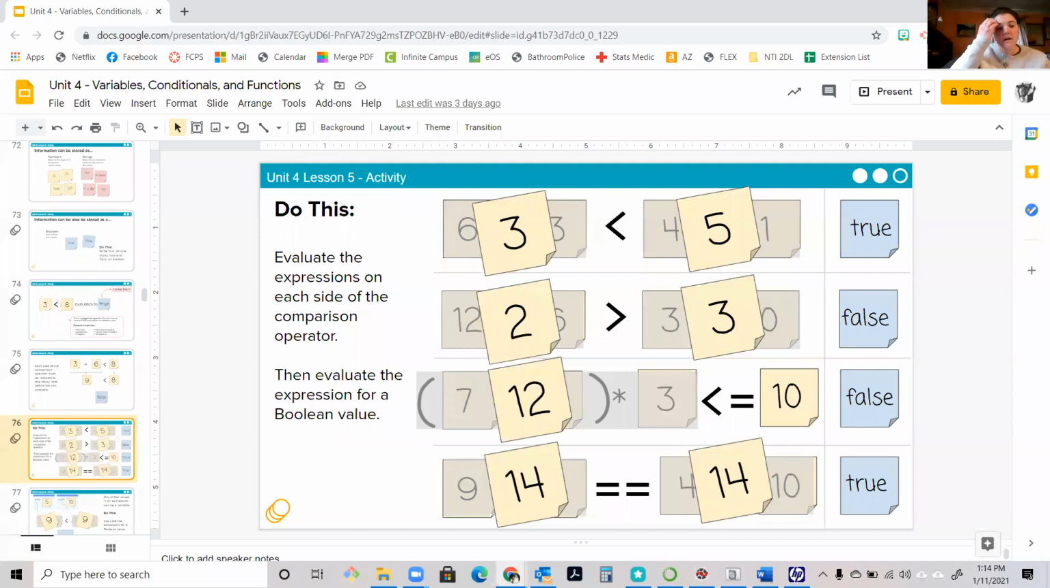Well, you remember in evaluating these expressions, first we simplify each side and then we compare. So for the first one, we'll simplify 6 minus 3 to 3, 4 plus 1 to 5, and we'll get true. Then you can see the simplification for the second one returns false. The third one returns false. The final one returns true.